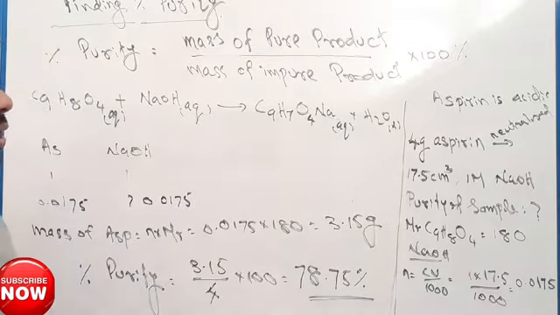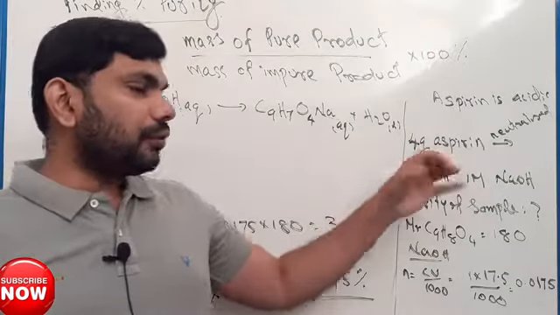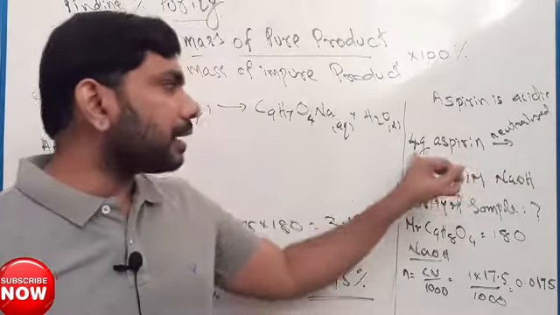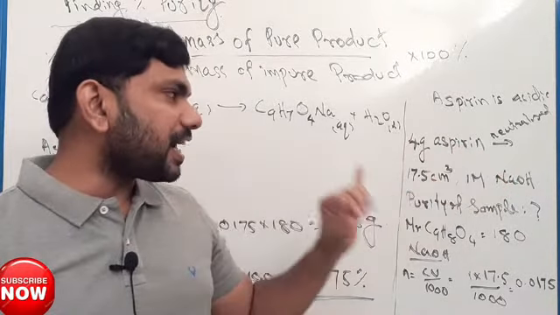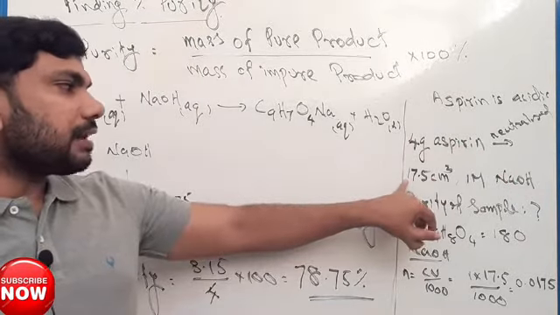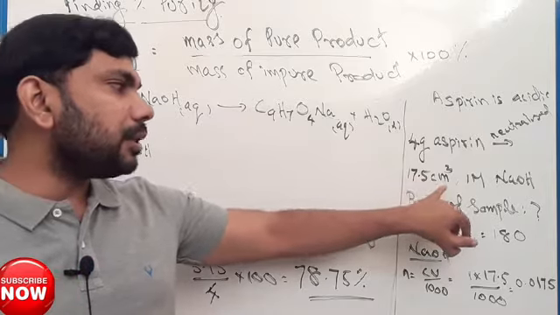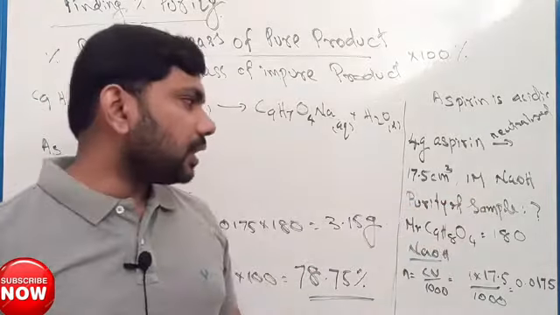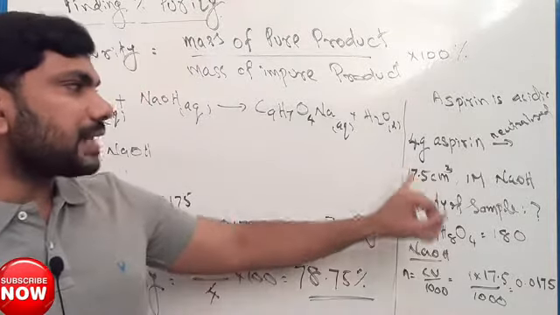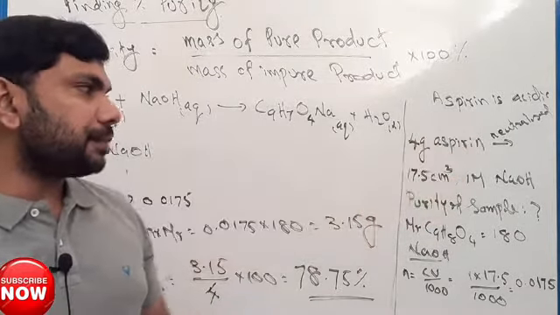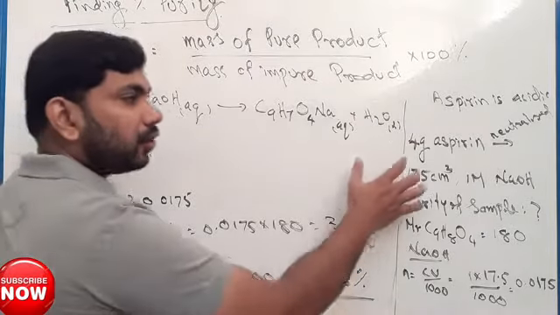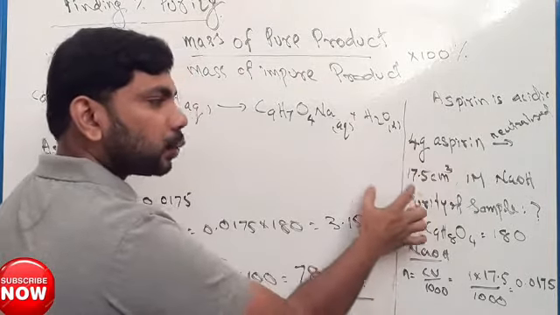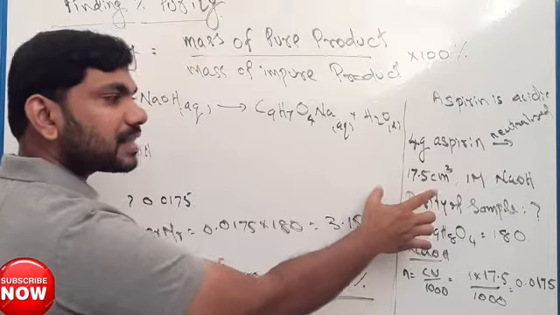Clear? So look here, we selected 4 gram aspirin. 4 gram aspirin reacting with 17.5 centimeter cube of 1 molar sodium hydroxide. Okay, so find percentage purity of this aspirin. This is the question here. 4 gram aspirin reacting with 17.5 centimeter cube.